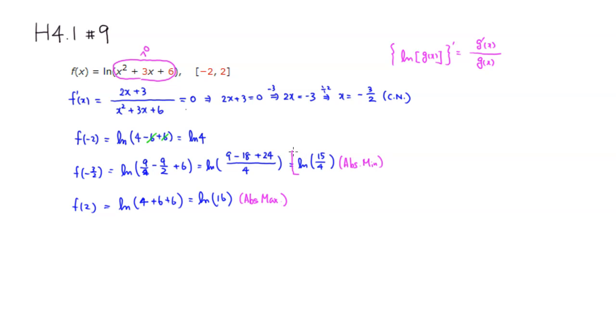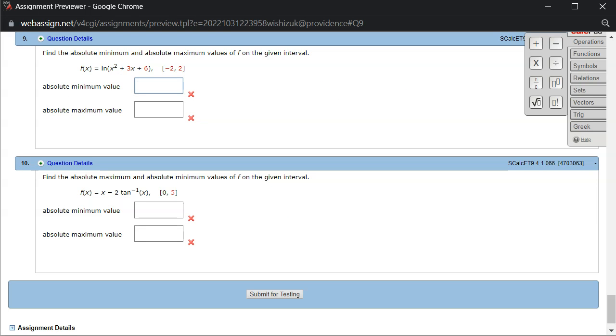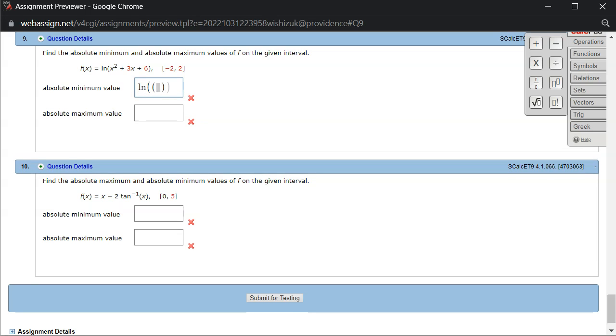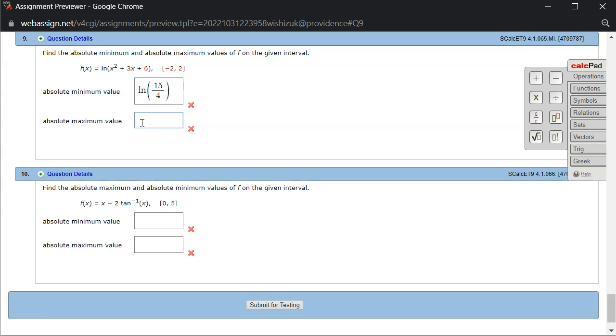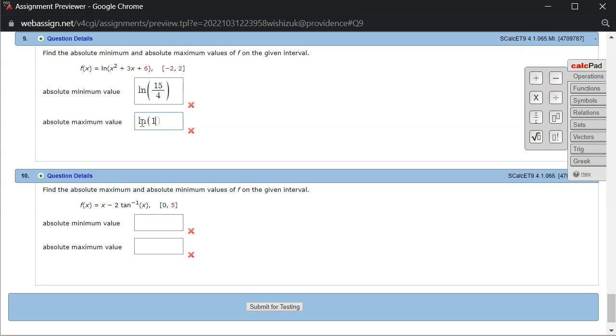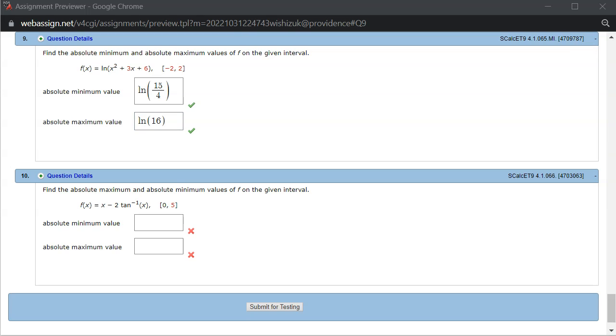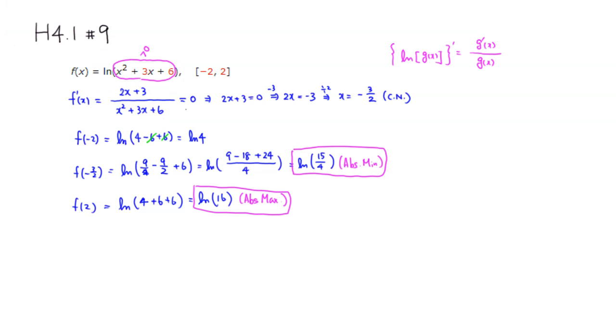Let's type these in. The minimum is ln of 15 over 4, and the largest one is the natural log of 16. Let's check the answer. I came back and it looks like we got both of these correctly. That's it. I hope that this was clear.